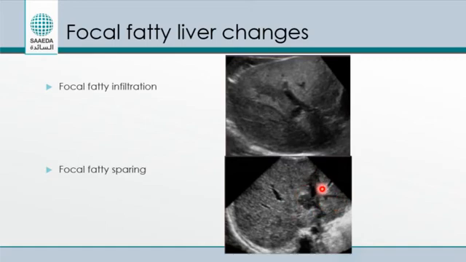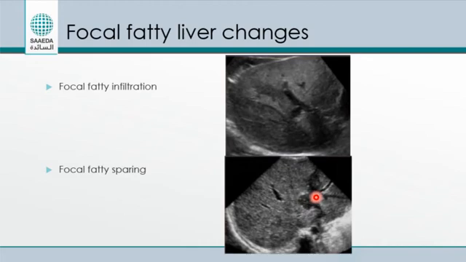There are areas of decreased echogenicity. All the liver is fatty infiltrated. The thing is, here you look for mass effect. There is no mass effect. The vessels are in place. Everything looks normal. So this is not a mass. It's just an area of focal fatty sparing.